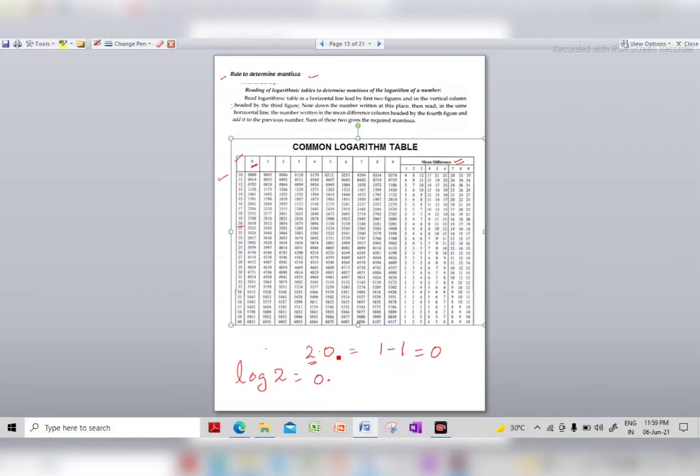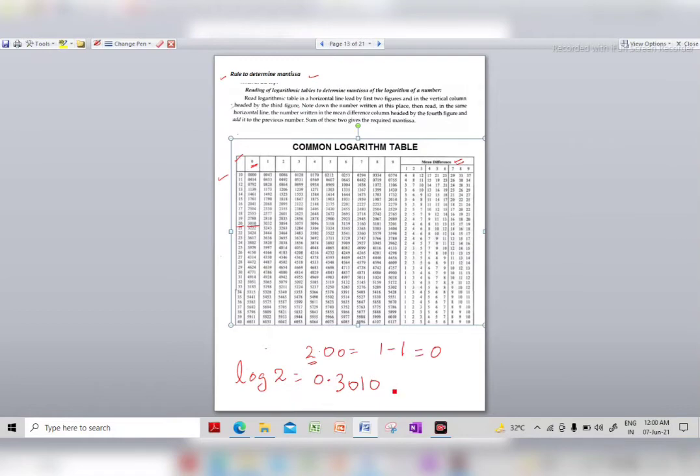after 20 we don't have any digits, so we'll take it as 0. So we will study this 20 and after that 0. It means we are supposed to go to another column where the value of 20 is at 0. So we will see the value of 20 in the column of 0. That value, as you can see here, is 3010. So if I need to calculate the value of log 2, its value will be 0.3010.